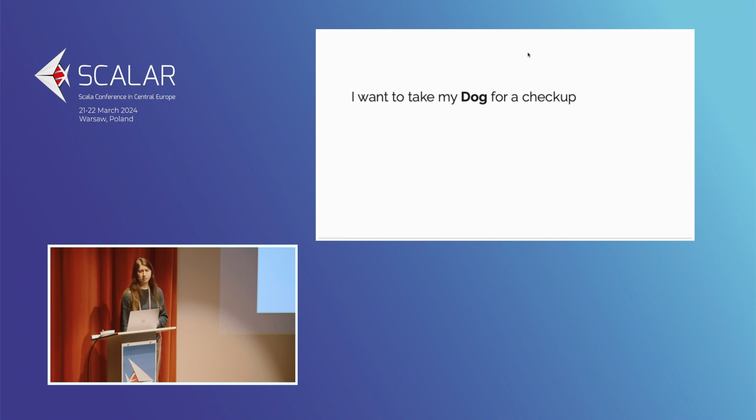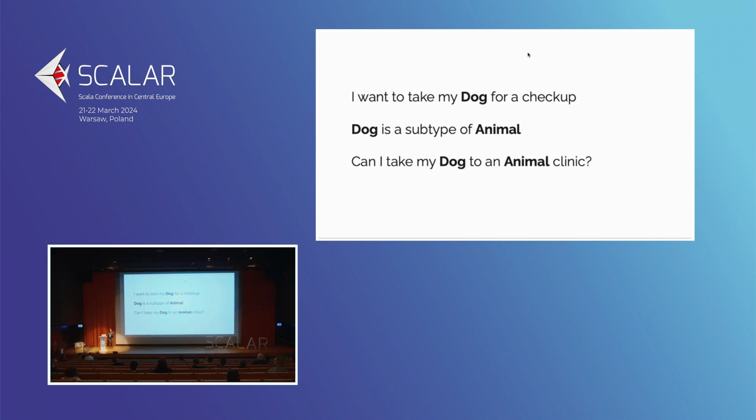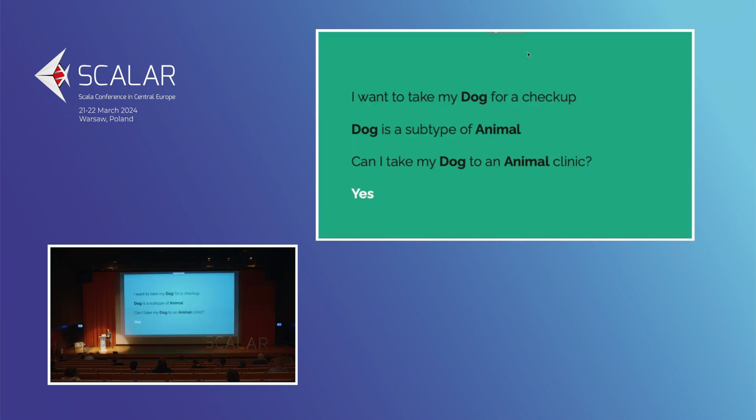So I want to take my dog for a checkup. Dog's a subtype of animal again. Can I take a dog to an animal clinic? And if we think about it and look back at the implementations a few slides ago of clinic for the type animal, we saw that it was capable of handling a dog. Yeah, it does more than what we need. It's also capable of dealing with cats. But again, it fits the bill. I think it's fine to pass something that is more powerful than what you need, as long as it does what you need. It's fine that it does also more than that. So it seems that this should be sensible.